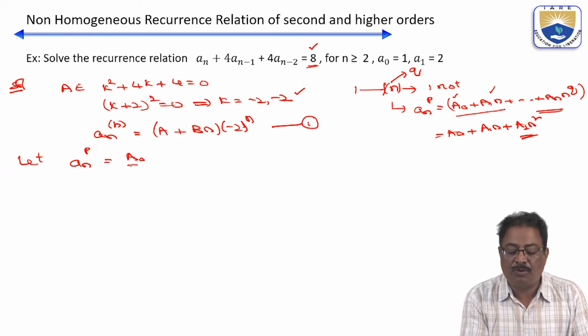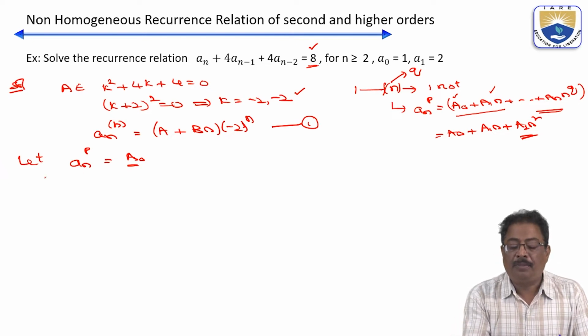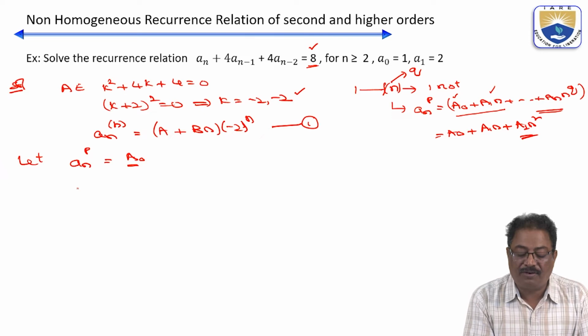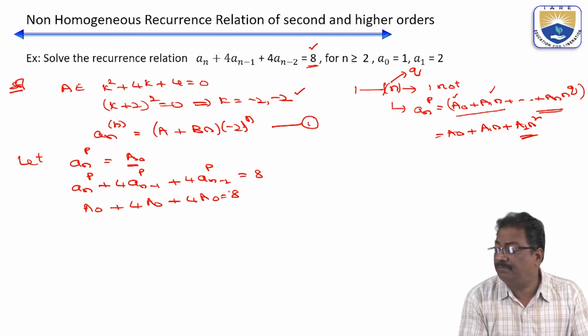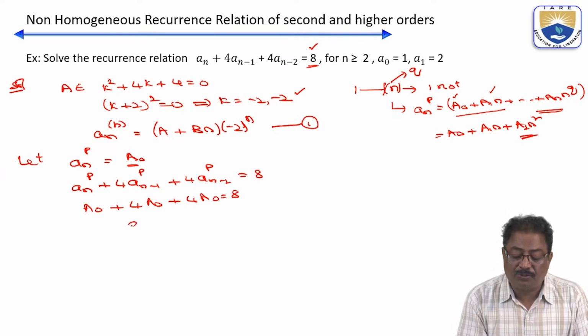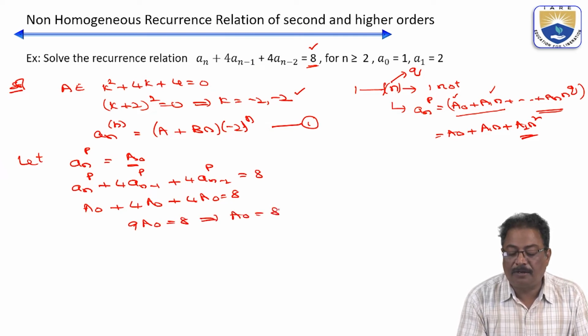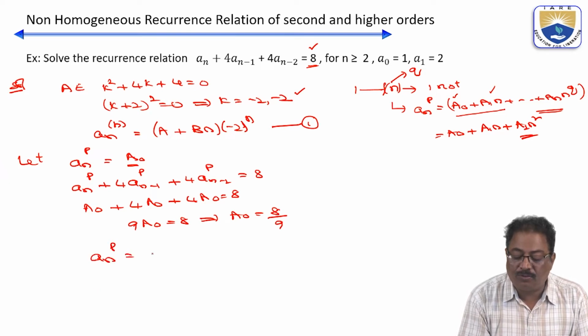Now we have to calculate what a naught is. Since this is the assumed particular solution, it satisfies the given recurrence relation. So a_n^(p) plus 4 a_(n-1)^(p) plus 4 a_(n-2)^(p) equals 8. So a naught plus 4 a naught plus 4 a naught equals 8, which gives 9 a naught equals 8. So a naught equals 8 by 9. Then a_n^(p) equals 8 by 9.